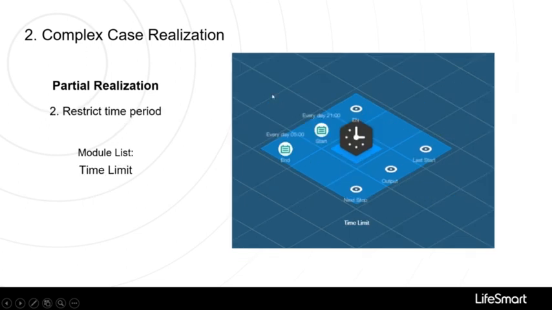And we will also need to restrict the time period to make the AI only work from 9 p.m. to 5 a.m. To do that, we use a time limit block that we have introduced before, and we set the condition to be every day 9 p.m. as the start time, and the end time set to be 5 a.m. So as long as the actual time is within this time period, it will make a trigger in the output.